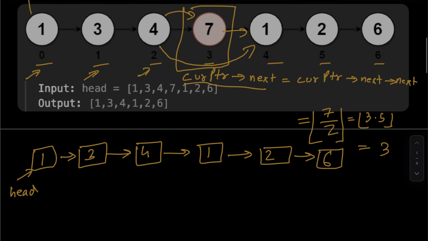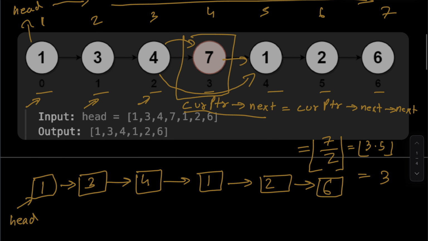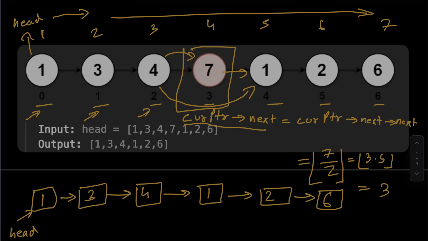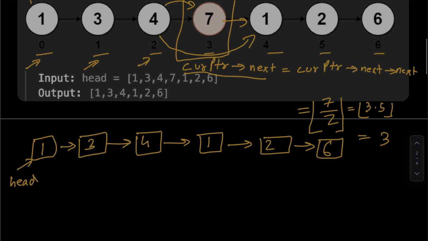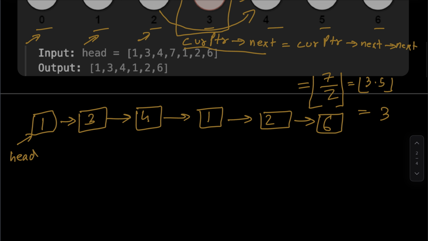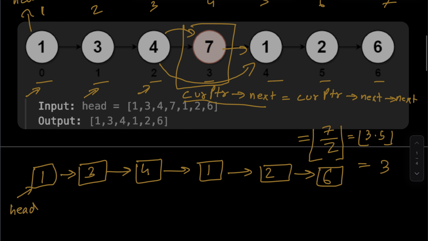Now the interviewer will say that you have used two passes, one for finding out how many elements there are, and second for how many elements we need to delete. So can we even try to do it in a single pass? If we want to do it in a single pass, there is a very easy, standard approach where we basically use slow and fast pointers.